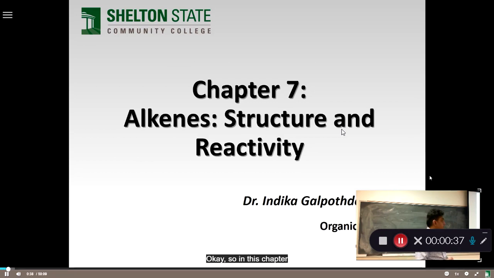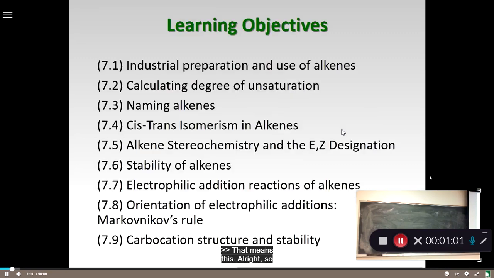So in this chapter we are going to talk about some of the very fundamental things about alkenes, but in the next chapter we will jump into most of the reactions that alkenes show. In this chapter we will understand what alkenes are, and in the next chapter we will talk about the most important reactions that alkenes display. Alright, so these are the learning objectives for this chapter.